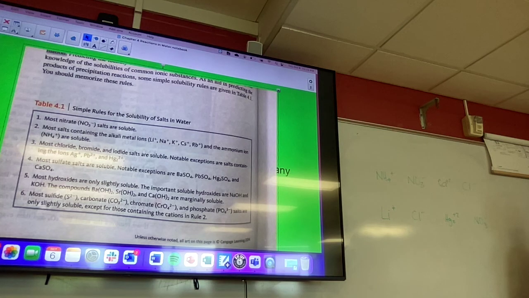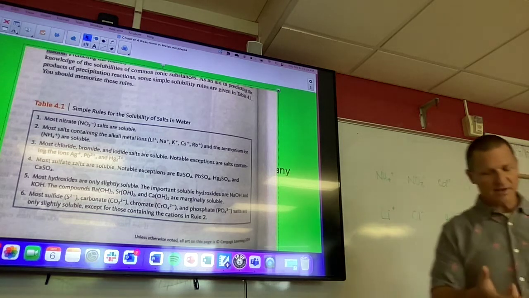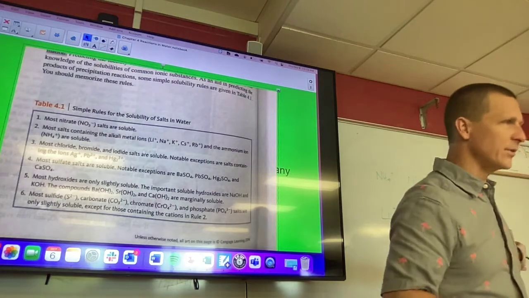What do you think? You got it? Yes. What rule? It is rule 3, yeah. Chlorides are generally soluble with everything. They're very soluble, except for if you have mercury, lead, silver. And sure enough, we have the mercury.